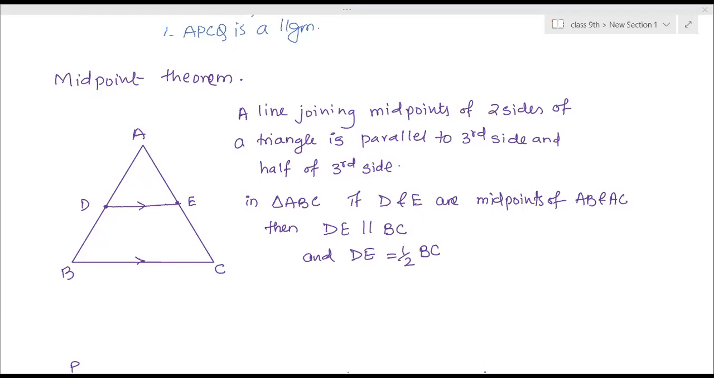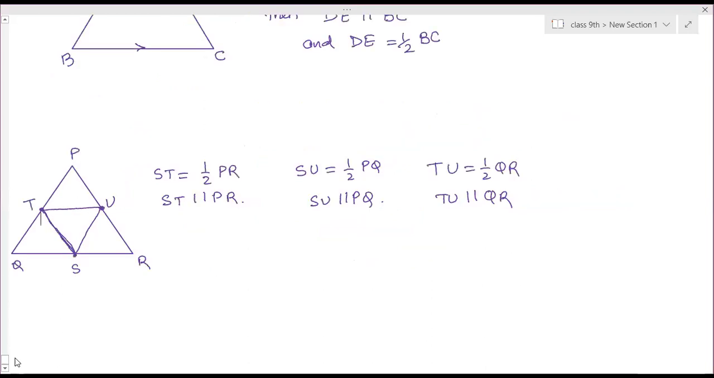Ma'am, is this property also applicable for scalene triangles? It is applicable for every triangle, for all triangles. And just out of curiosity, a different topic: in this triangle PQR, the four triangles are congruent. Will this happen in scalene triangles also? Yes, the triangles will be congruent.